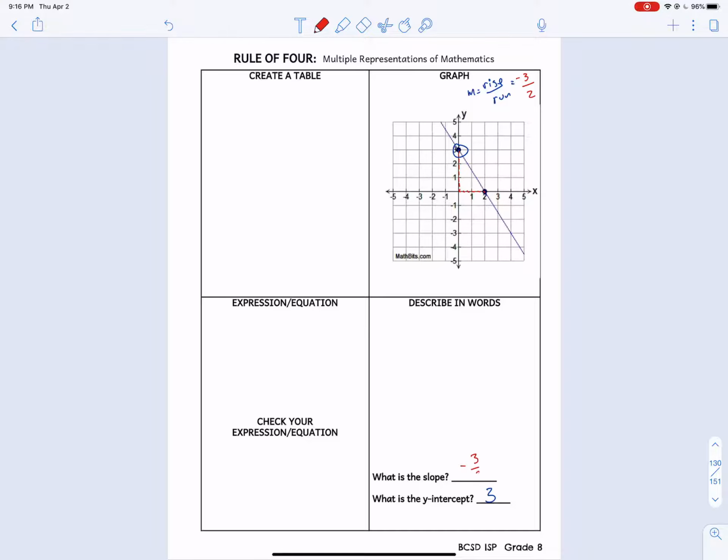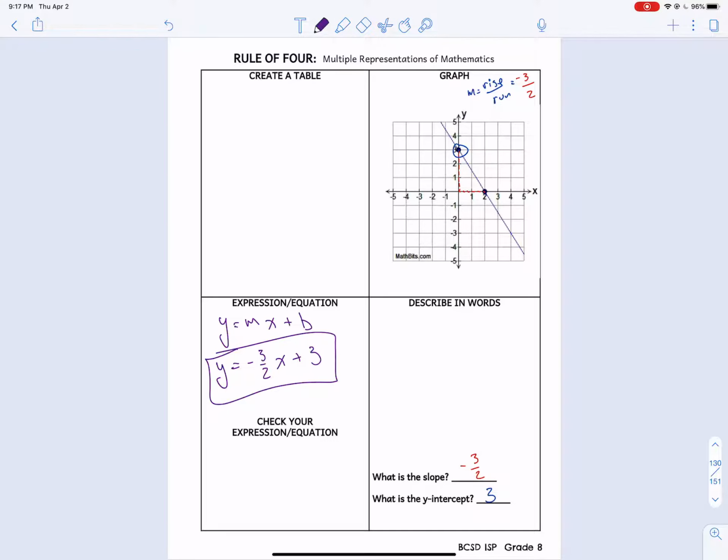Negative 3 over 2. All right, putting that into our equation, y equals mx plus b. Y equals m, which is negative 3 over 2, times x, plus the y-intercept, which is positive 3.